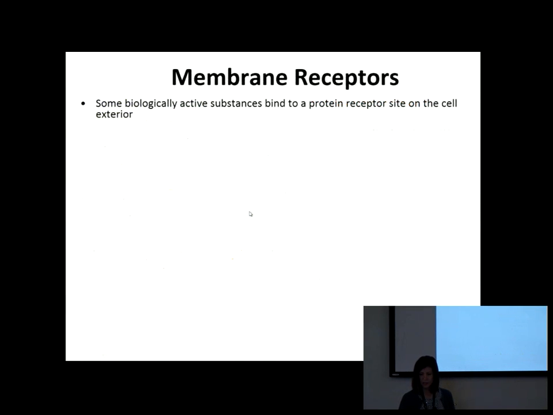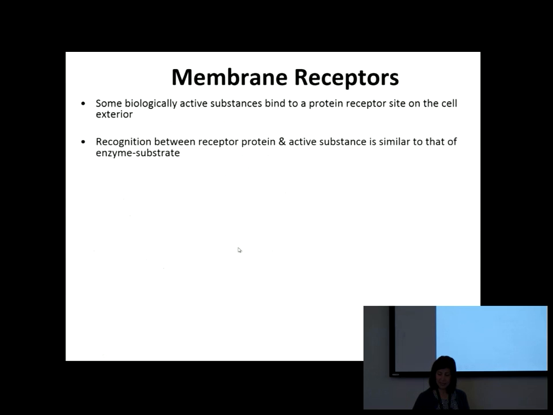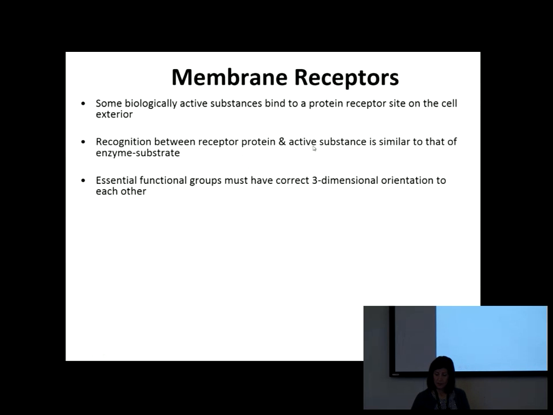So the way cells can talk to each other and respond to the environment is through receptors, which are on the outside of the cell. Much like an enzyme-substrate relationship, where the structures must be complementary, we see this kind of recognition between the protein and the substance that it's recognizing. So again, you're going to have the correct three-dimensional orientation.